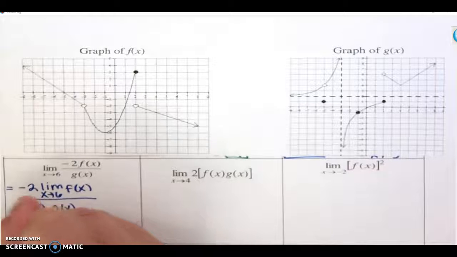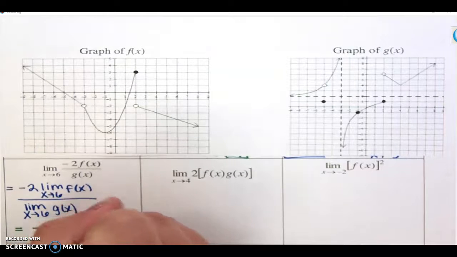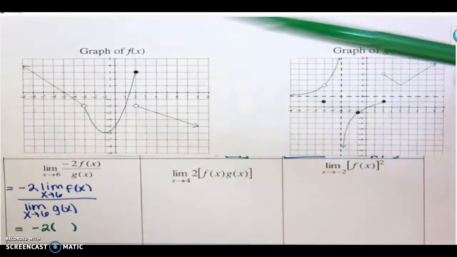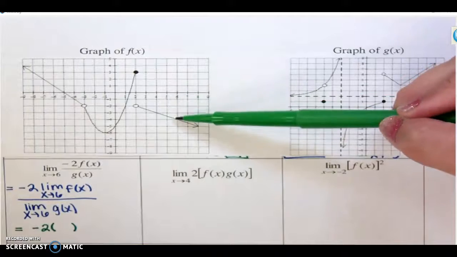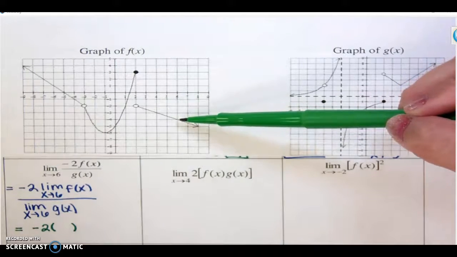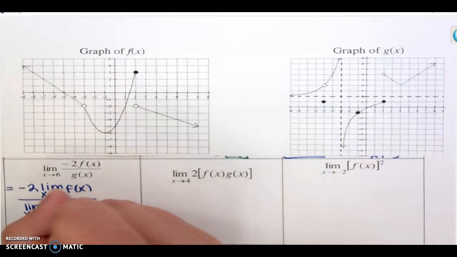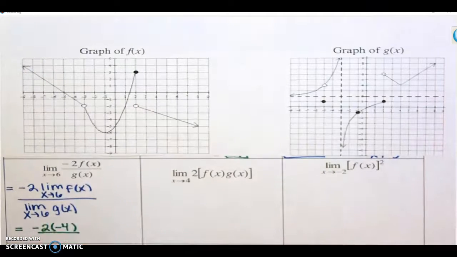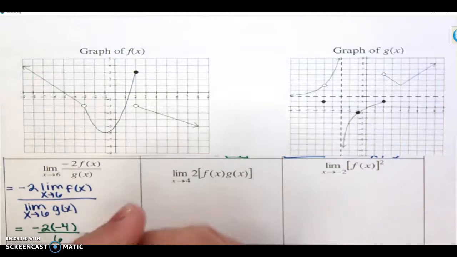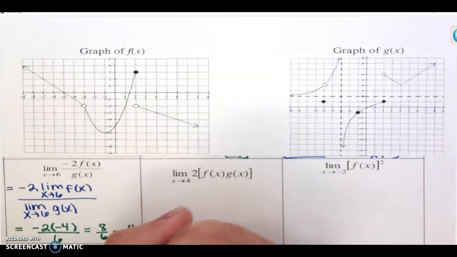They're going to end up with negative 2 times, we've got to figure out the limit as x approaches 6 for f of x. Well, when you come in from the left and the right, that both gives you that y value of negative 4. Okay, and then in the denominator, we're doing the limit as x approaches 6 for g of x. So as you come in from the left and you come in from the right, it's approaching a y value of 6. So we're going to end up with 8 over 6, or 4/3.